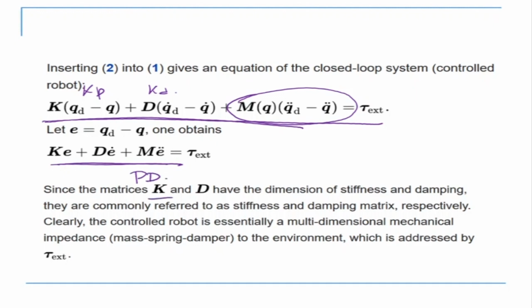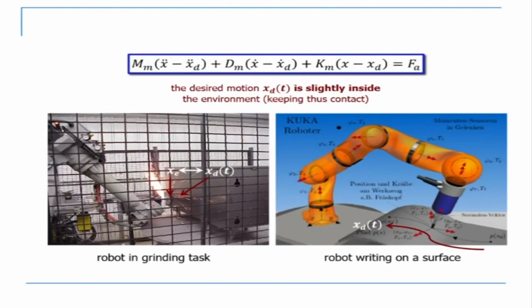Now, KP and KD have the dimensions of stiffness and damping, so they are commonly referred to as the stiffness and the damping matrix. If I want the arm to behave in a particular way, I can change the values of KP and KD and make it behave in that way. As I just explained with the video in today's class, if your KP is low, then it will be less stiff, and if your KP is high, then it is going to be very stiff. So I can make this robot behave in a particular way by playing with the KP and KD terms.